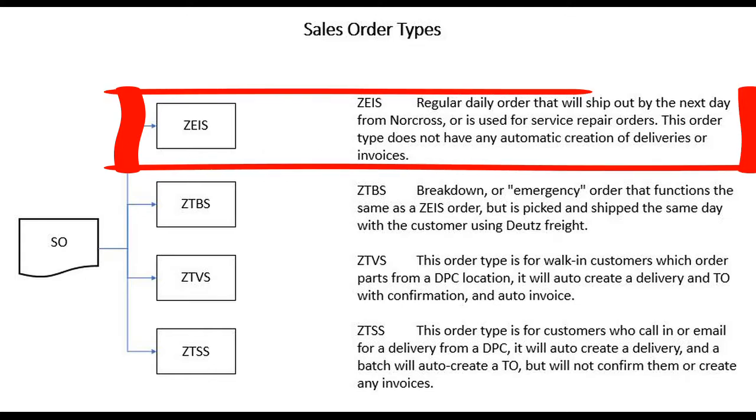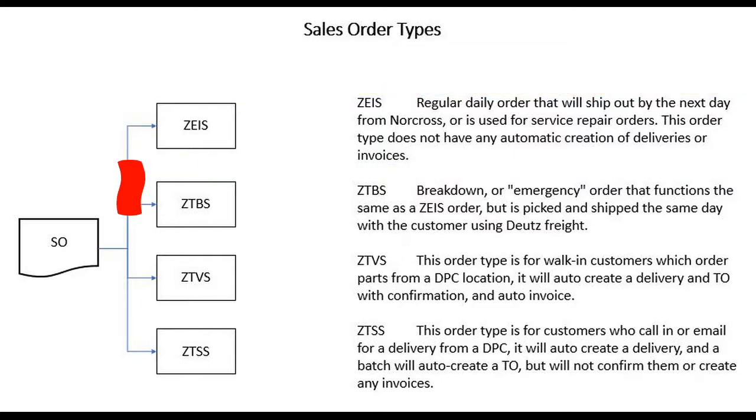Order type CUS is a regular daily order that will ship out by the next day from Norcross, or is used for service repair orders. This order type does not have any automatic creation of deliveries or invoices.